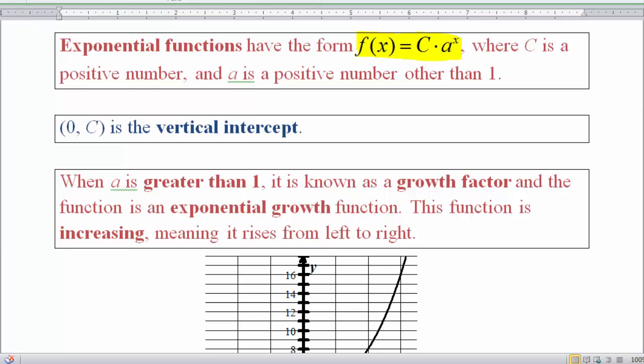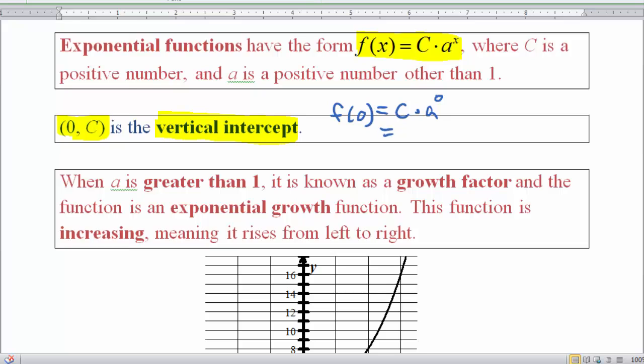Okay, so what ends up happening here is the point (0, c) ends up being the y-intercept, right? The vertical intercept, and it's pretty clear to see how this happens, because what is the y-intercept? The y-intercept is the point where x equals 0. So if I do f of 0, what do I end up with? I end up having c times a to the 0, right?